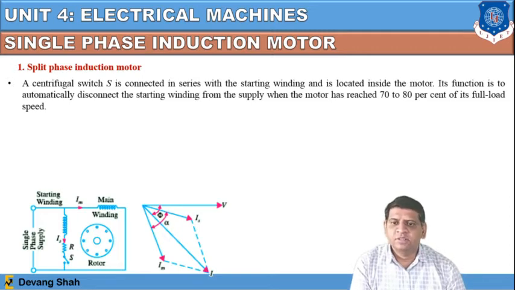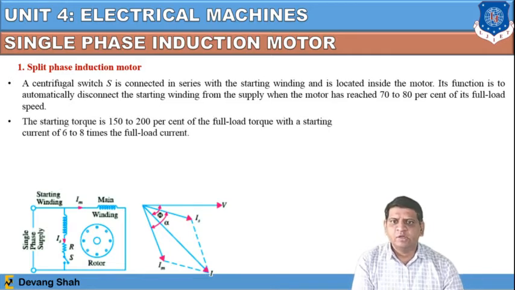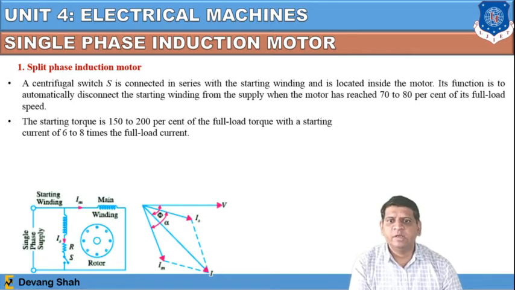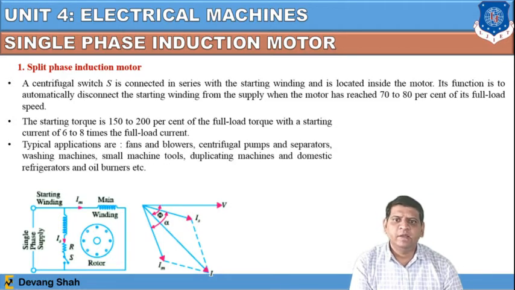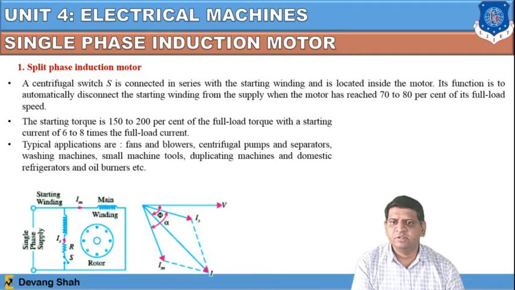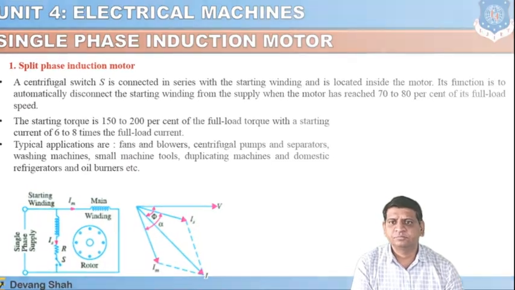So the starting torque is only required for some time. Here the starting torque is around 150 to 200% of the full load torque, with a starting current of 6 to 8 times the full load current. Typical applications are fan blowers, centrifugal pumps, separators, washing machines, small machine tools, duplicating machines, domestic refrigerators and oil burners, etc.